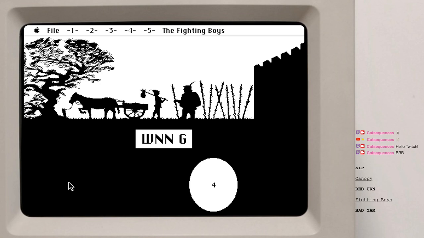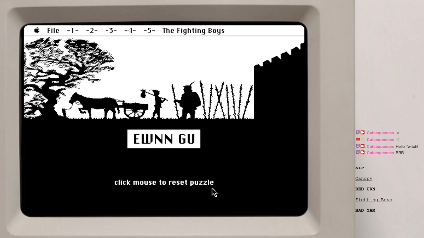One. What did that do? Is that... Hmm. Move the G, swap the first and the last. I think. I can, yeah. I think that's what happened. And then the fourth one, four adds an E at the beginning and a U at the end. Intriguing.